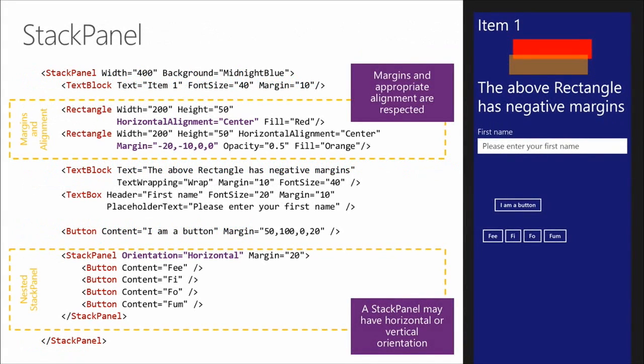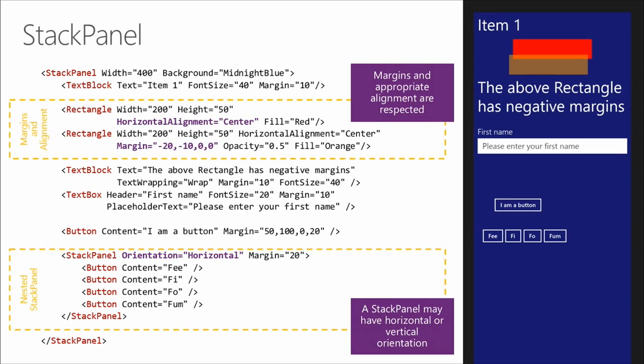So here are a few examples of a stack panel. At the top one, we've got a stack panel which has a certain width. What you're seeing on the left is the XAML, and on the right is what it looks like. You see that bit in the yellow: we've got a width of 200 and a height of 50, and then a horizontal alignment of center. So that's why that red rectangle is appearing in the center at a width of 200 and a height of 50.